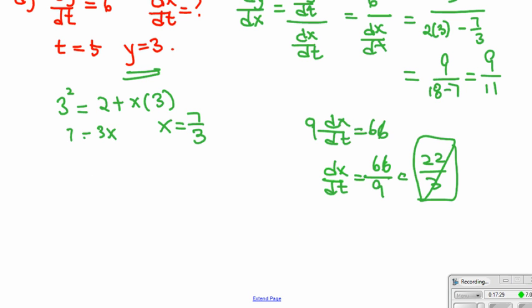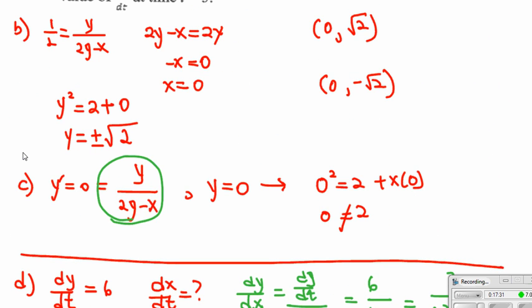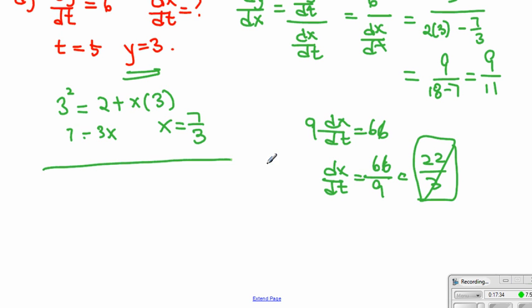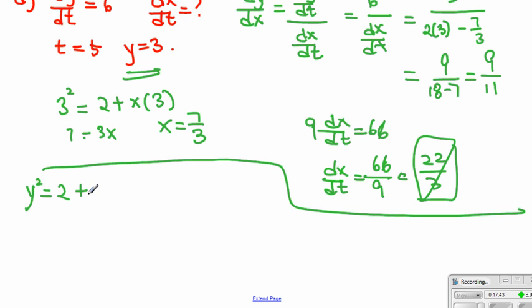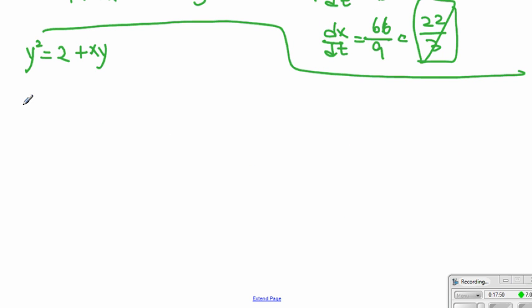For example, both terms are in terms of time, so what we get to realize here, this is the second method. Since y squared is equal to 2 times (2 plus x) times y, let's take the derivative against time from the beginning. Here we get 2y dy/dt is equal to 0 plus x times dy/dt plus y times dx/dt.